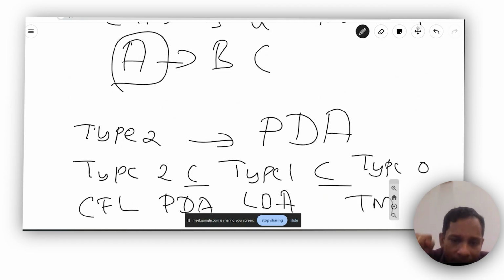But context-sensitive language is accepted by LBA and TM. Recursive languages are accepted by TM alone. It's not the reverse. Understood? So I hope the concept is clear.